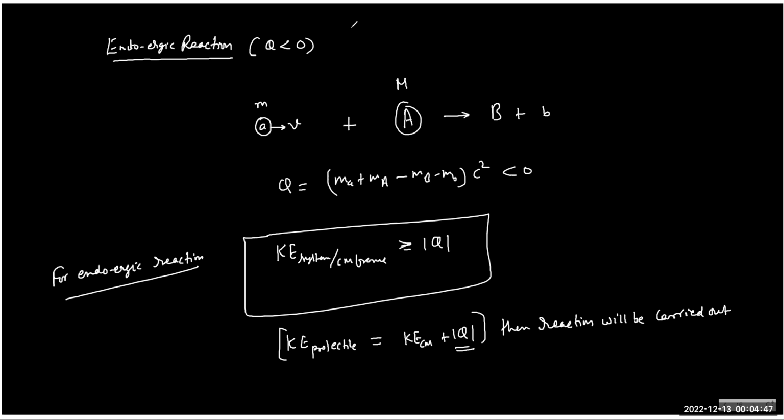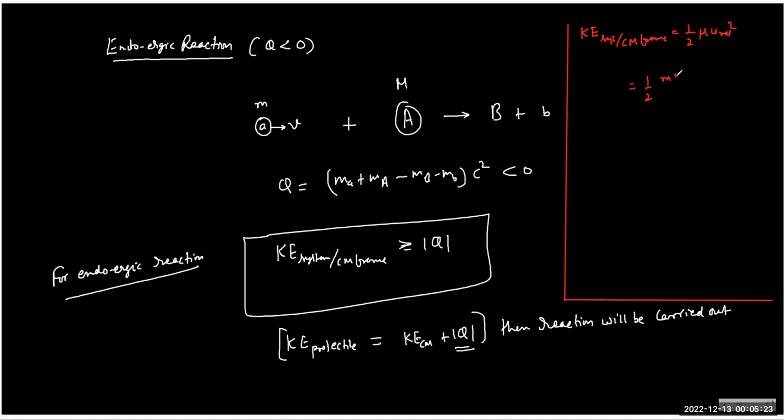Those who don't know, there is a direct formula you can apply. The kinetic energy of the system with respect to the CM frame is half the reduced mass into U relative whole square, isn't it? If you remember. And the reduced mass is mM by m plus M, and U relative is V only, because the other is at rest. This is V. And if you look carefully, half mv square is what? This is called the kinetic energy of the projectile.